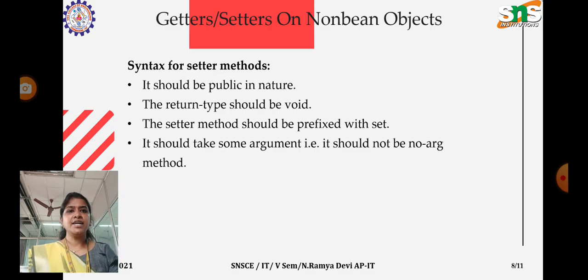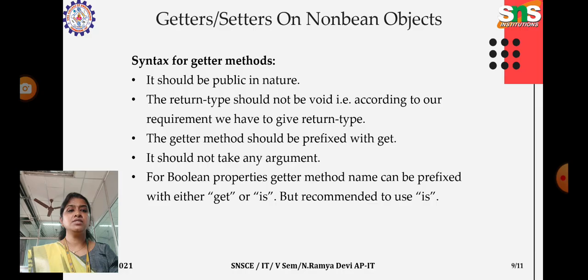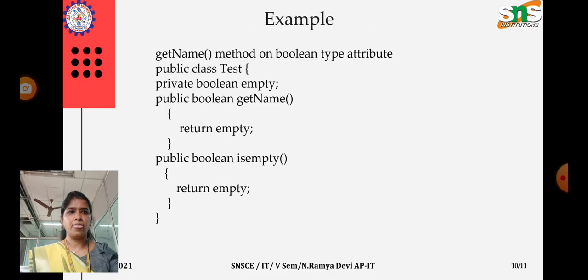So these are the rules for setter methods. It should be public in nature. The return type should be void. The setter method should be specified with set as a prefix, and it should take some argument, that is, it should not be a no-argument method. And this is the syntax for a getter method. It should be public in nature. The return type should not be void. According to our requirement, we have to give the return type. The getter method should be prefixed with get. It should not take any argument. For Boolean properties, the getter method name can be prefixed with either get or is, and is is recommended.